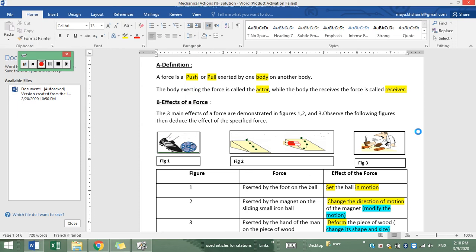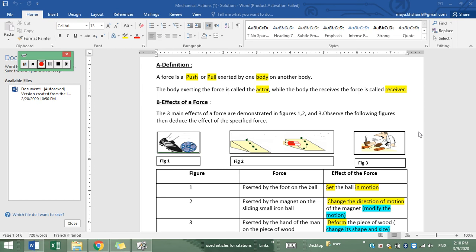Hello everyone. So starting by discussing the worksheet about mechanical actions, we first started defining the force. The force is a push or pull exerted by one body on another body. So here I stressed on push or pull. For example, if we take trying to pull the wagon to move it, this is a force exerted by your hand on the wagon.